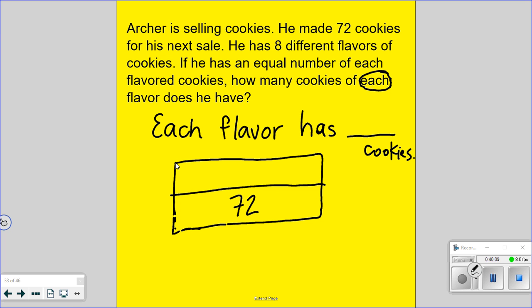But we have some different categories. How many categories did we have in this problem? 8. I'm going to draw 8 boxes. Each of my boxes will stand for my different categories. Is that 8? There are 8 boxes because Archer made 8 different flavors.